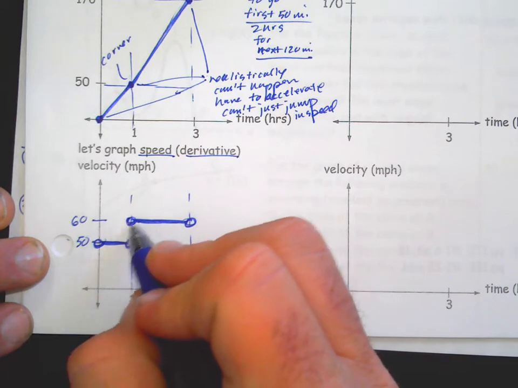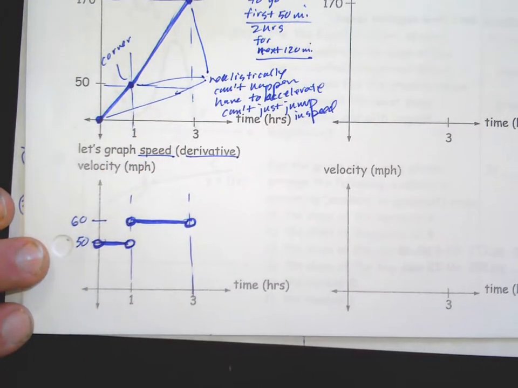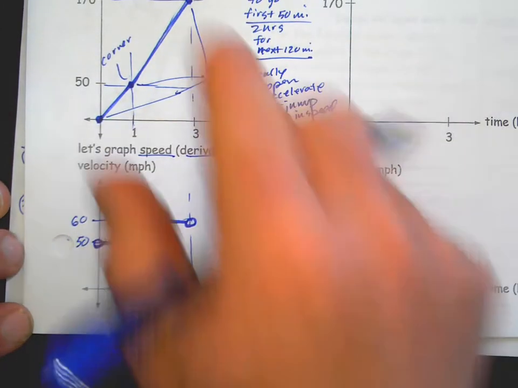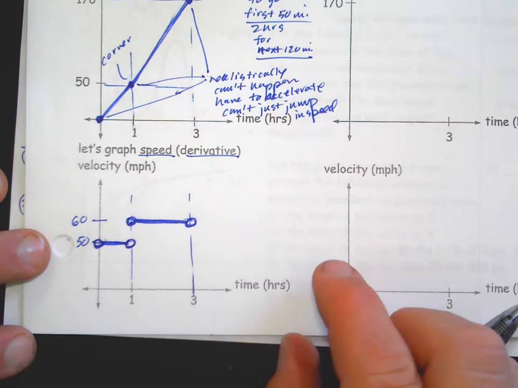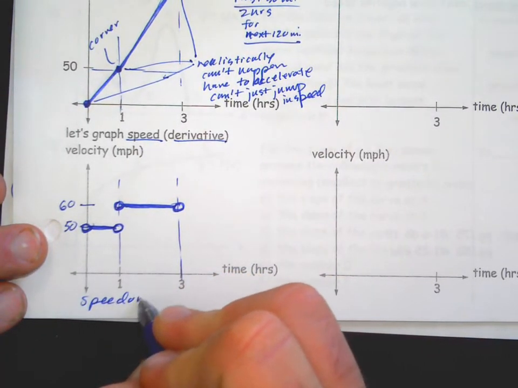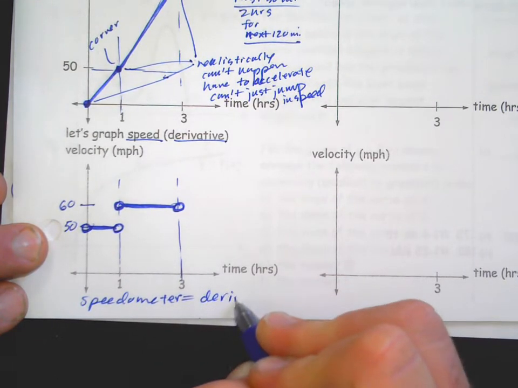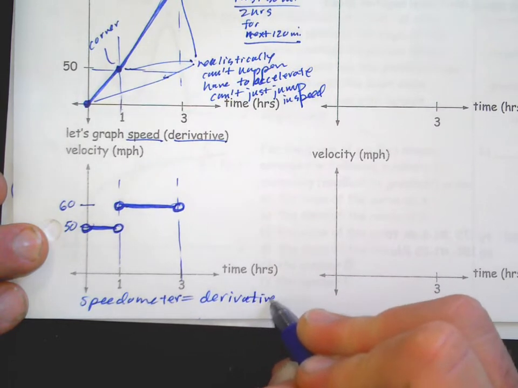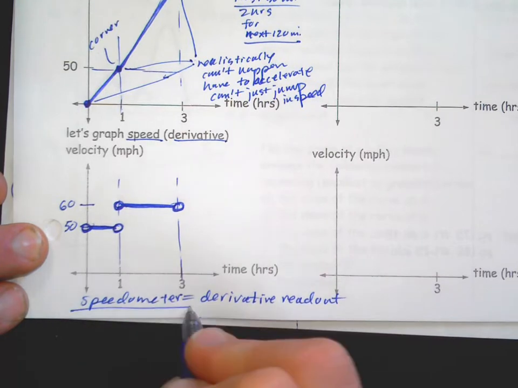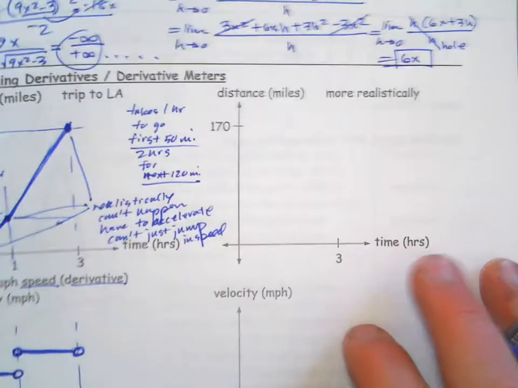Now, we've got to put open dots because derivatives don't exist if the two sides don't agree. So any kind of corner or even the ends of something, ends don't have two sides. So your speedometer on your car is actually, interestingly, a derivative readout. It's a derivative meter. Is that kind of cool? You've been looking at derivatives in your car and never even knew it.